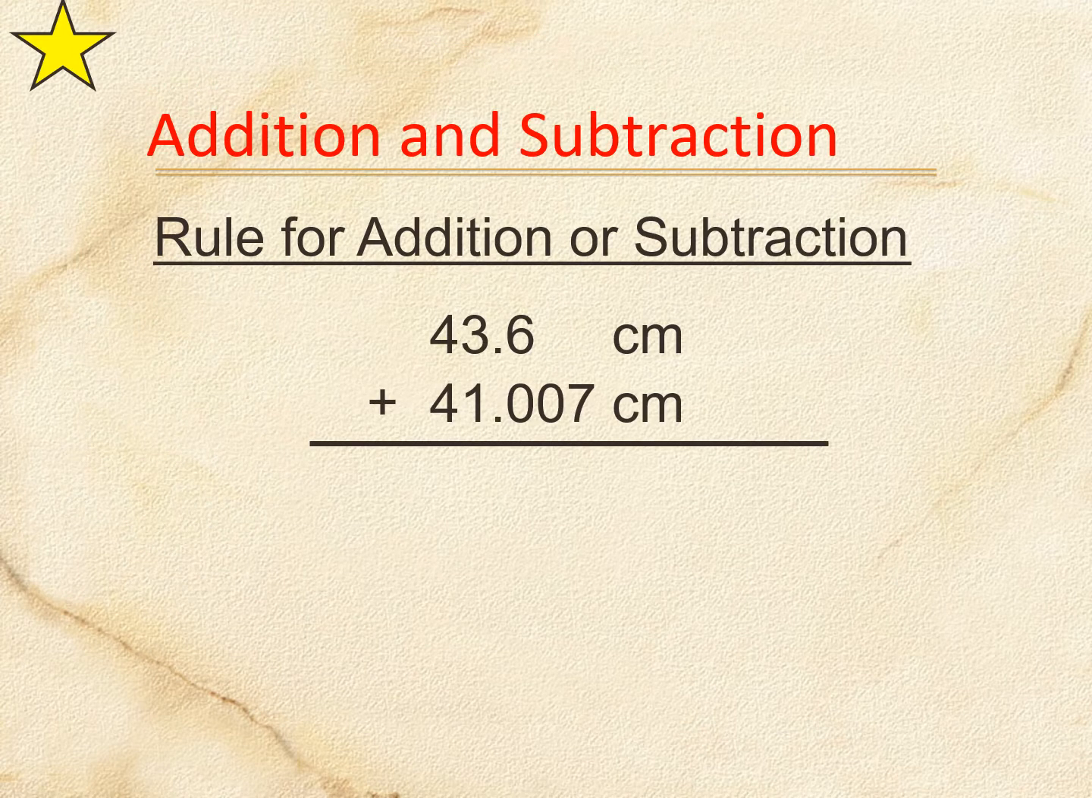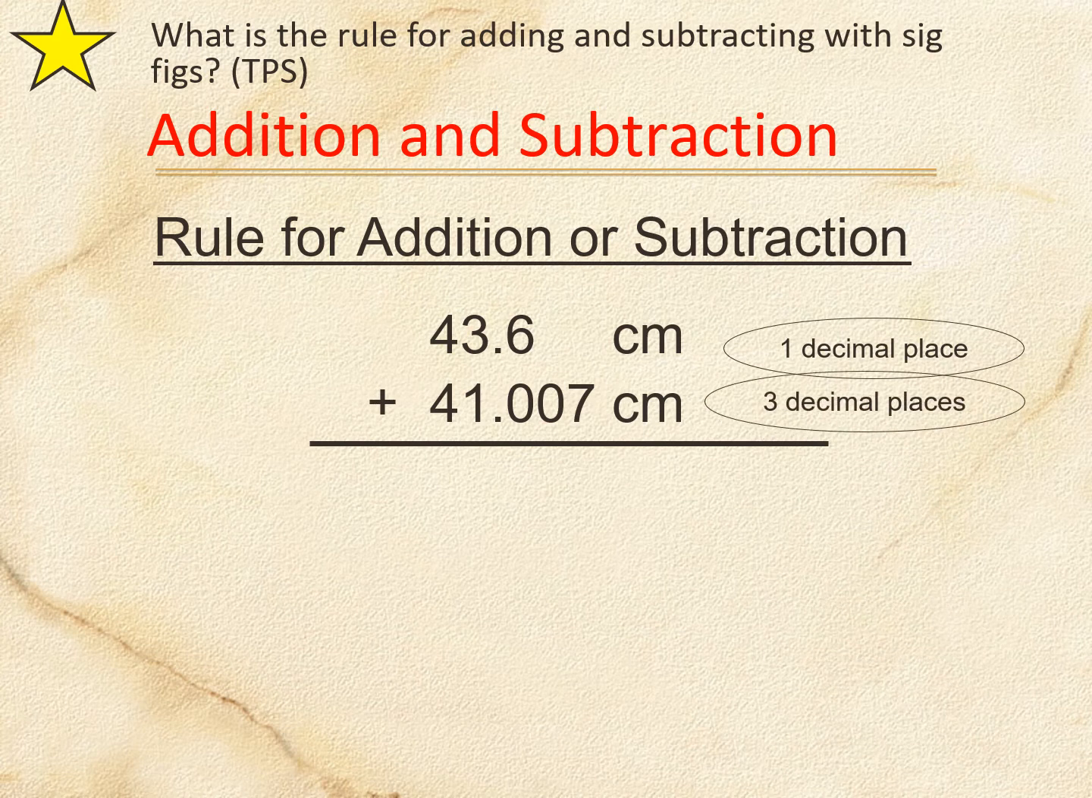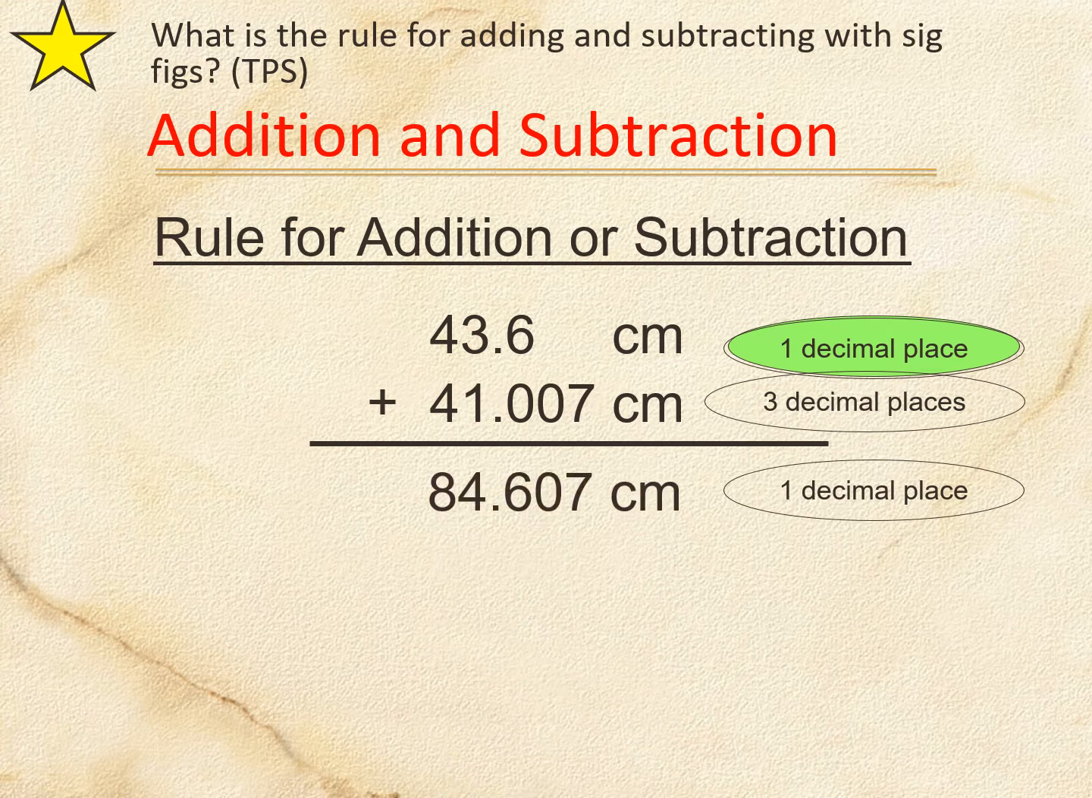Some practice. Rule for addition. When we add these up, the rule is you go to the least precise. In this case, it's going to go to the tenths. So 1 decimal, 3 decimals, we're going to go to the 1 decimal place. When we unround an answer, we have 84.607. We round to the first decimal, which is the tenths, so the answer is 84.6.